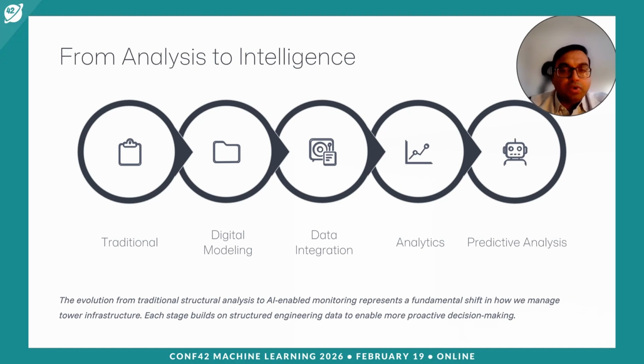This slide illustrates the evolution from traditional structural analysis to where we want to go, that is, intelligence-driven infrastructure management. Think of it as a maturity curve. On the left, we start with traditional structural analysis. This is the code-based, standard-driven approach that has been the backbone of the industry for decades. It works well, but is inherently reactive and project-specific. The next step is digital modeling, where we move from 2D drawings and static reports to full 3D finite element models that can be updated and reanalyzed as conditions change.